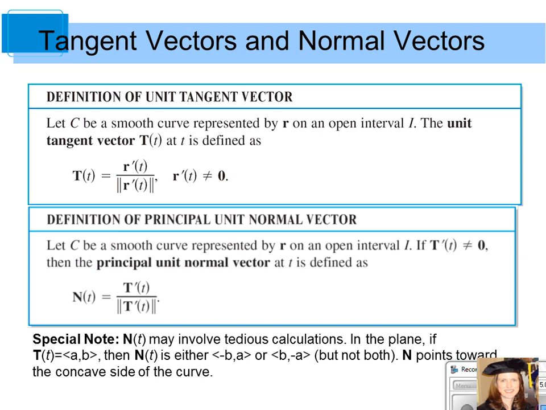If you know the unit tangent vector in the plane, then the principal unit normal vector is going to be orthogonal, and you reverse the components and also reverse the sign of one of them. It has to do with the slopes: if they're perpendicular, the slopes are opposite reciprocals. So if the vectors are perpendicular or orthogonal, the components are opposite reciprocals.